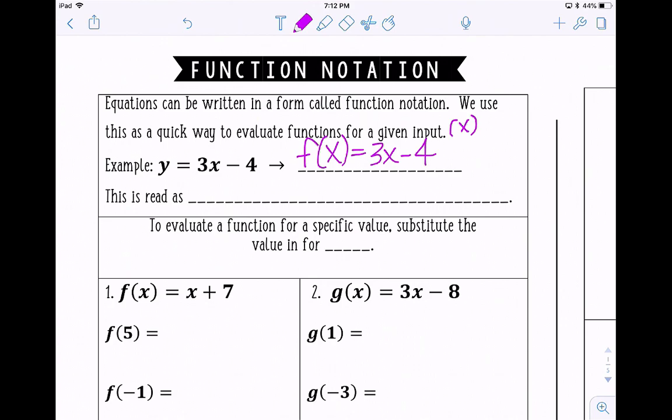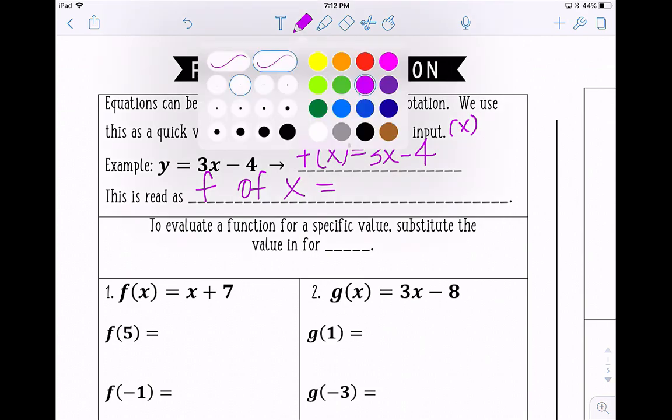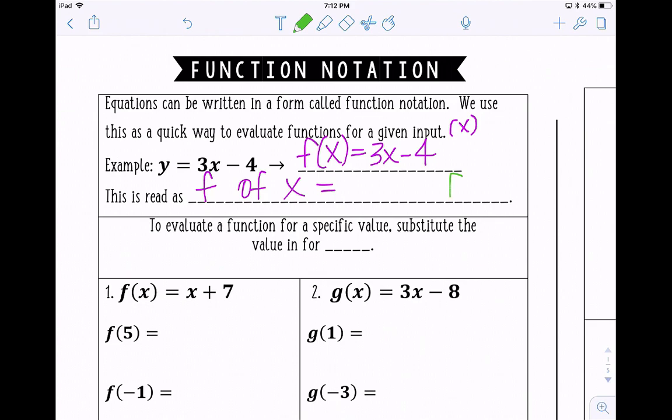So we don't read that "f parentheses x." We read that "f of x." So f of x is what we're trying to write there. f of x equals 3x minus 4. So f of x, f parentheses x, is f of x. Basically, all we did is we replaced the y with f of x. So that is really, really important that you understand that f of x is y. So f of x is the same thing as y.